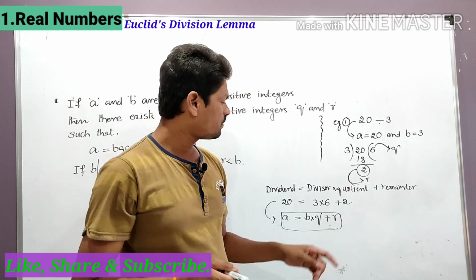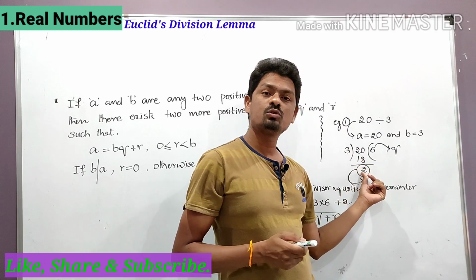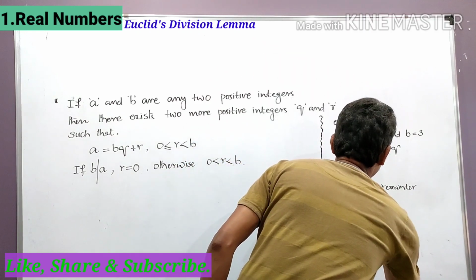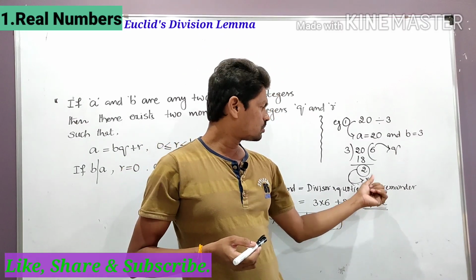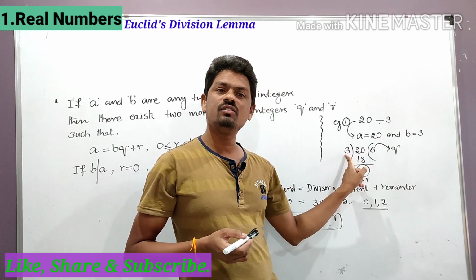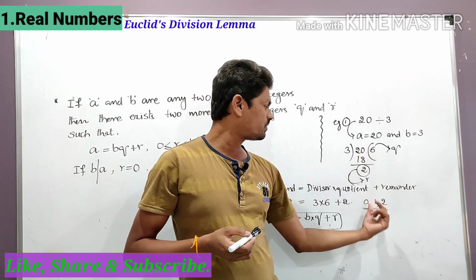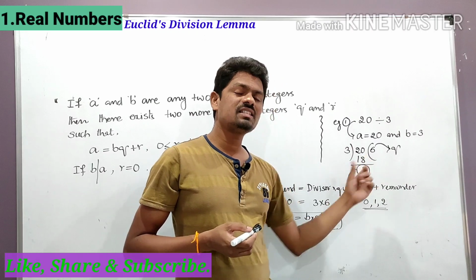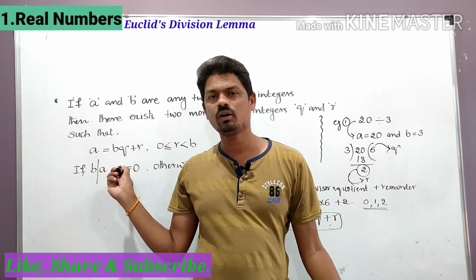But there is a condition for R. Student, if you divide 20 by 3, what are the possible values for the remainder? Either 0, 1 or 2. These three are the possible values for the remainder. We get 0 if a is exactly divisible by 3, suppose 21, since 3 sevens are 21, then the remainder is 0. So if b divides a, then r is equal to 0.